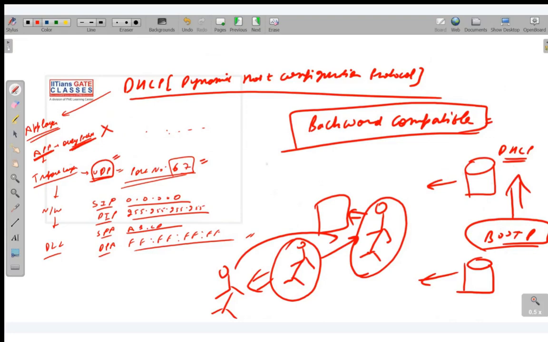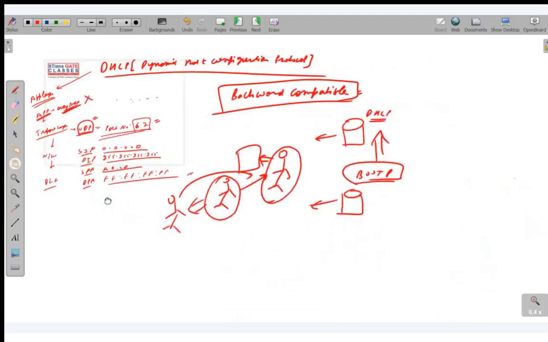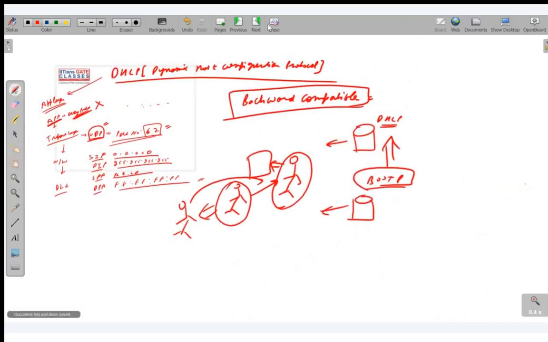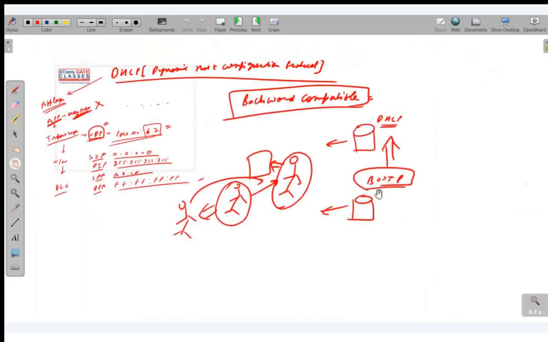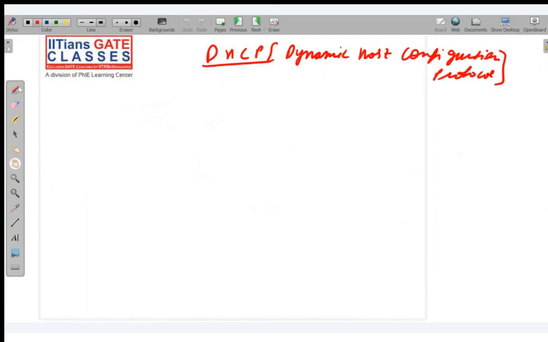So let me tell you that also. So BOOTP uses, okay, take a snapshot. I will jump to the next slide. Done. Yes, sir. Okay, now let me tell you why we have shifted from BOOTP to DHCP. What is the problem in BOOTP?